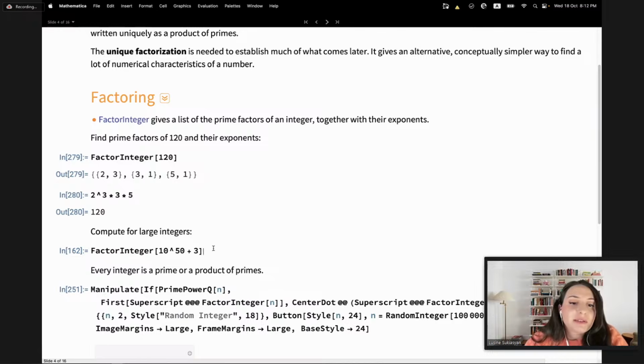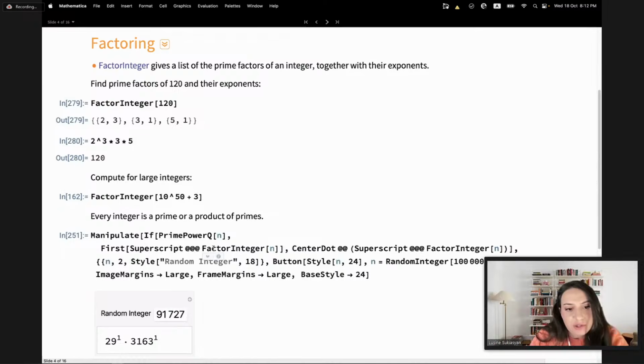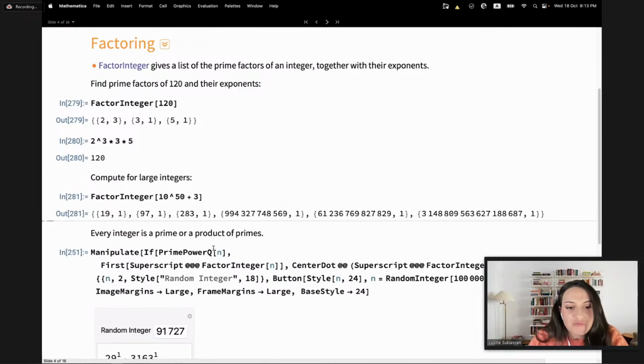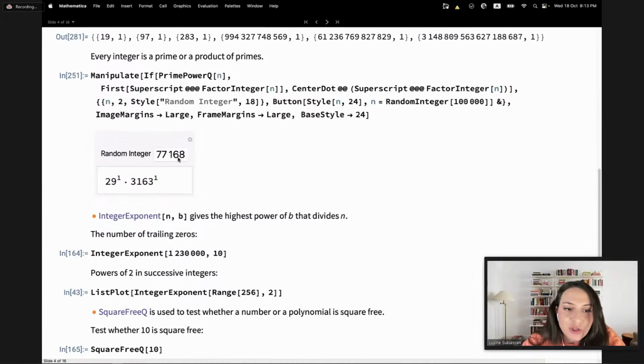We can even use this function for computing very large integers like this, and you see, we very quickly get the result, and look how big their prime factors are. So prime numbers are sometimes called the building blocks of integers. And why is it so? Because every integer is a prime or a product of primes. And here you can see that our machine just picks some random number and gives us the prime factorization of that number. And this representation is unique.